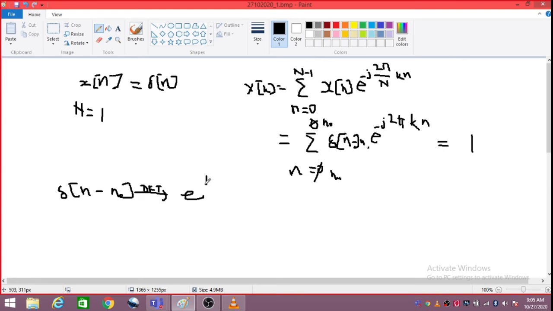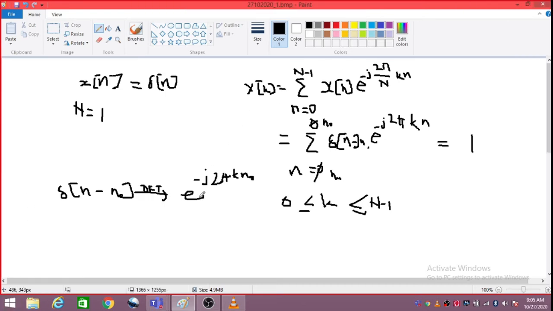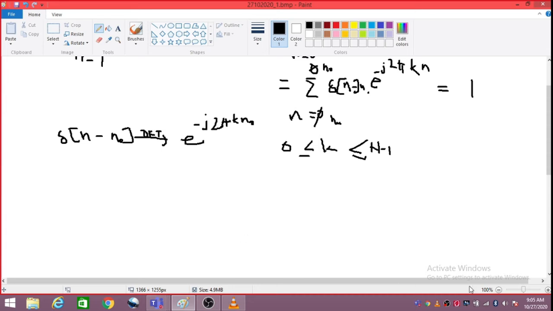इसकी वैल्यू 1 होगी n naught पे और इसकी वैल्यू e raised to power minus j 2 pi k n naught. This will be the DFT for delta n minus n naught. Of course, k is changing from 0 to n minus 1. Okay. Now suppose we have finite sequence.